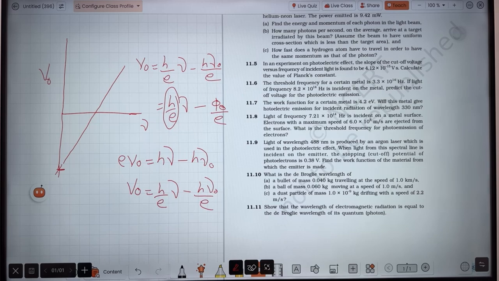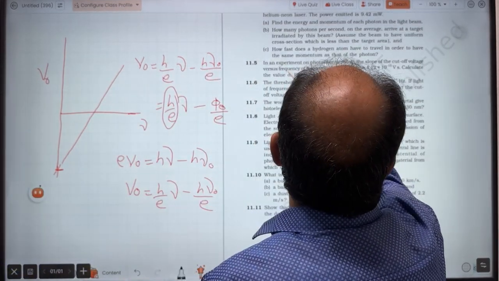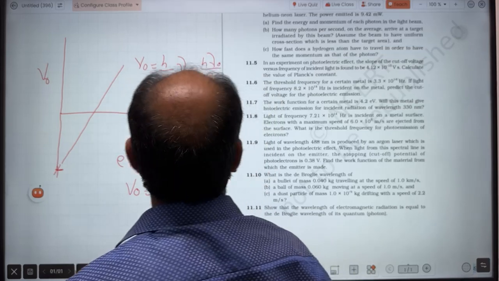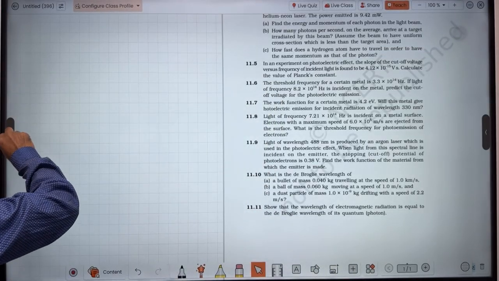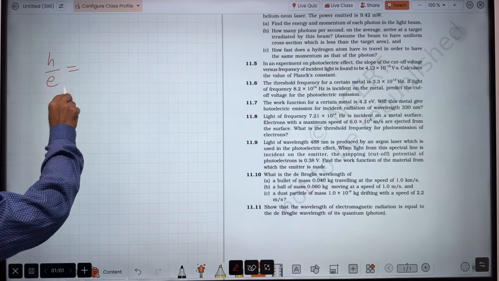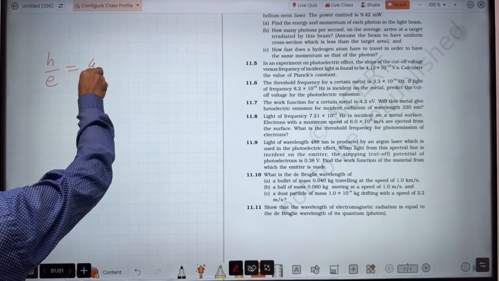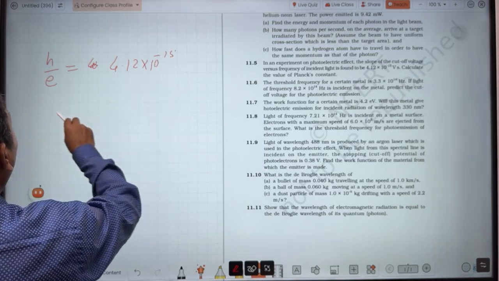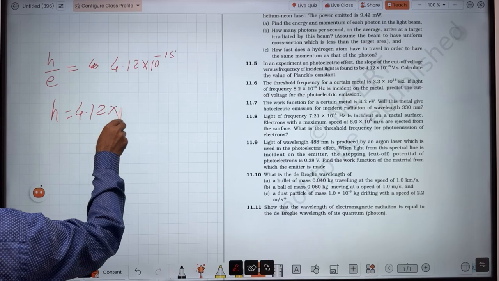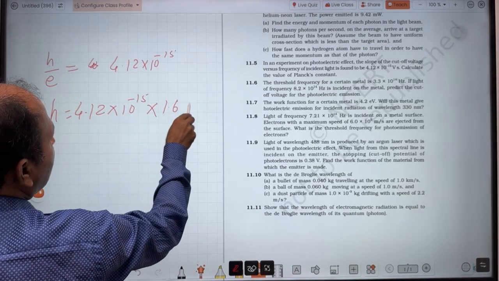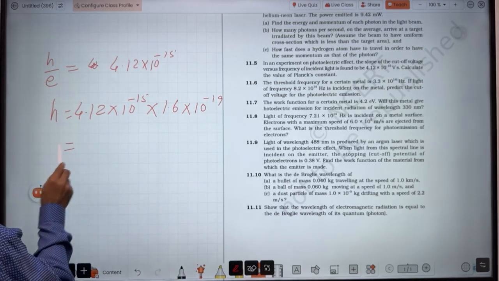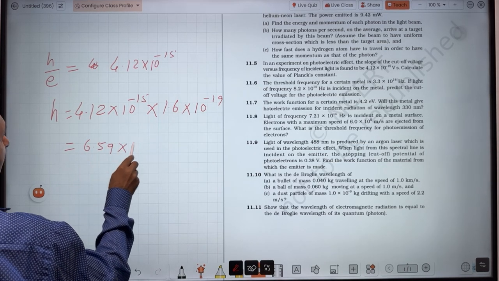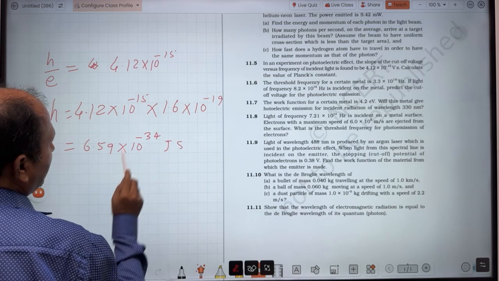In our question, what is the value of h upon e? The question says the slope of the cutoff voltage versus frequency of the light is this much. So h upon e is given, and we have to find the Planck constant. It's simple. h upon e is equal to the value given, 4.12 into 10 to the power minus 15, or h equal to 4.12 into 10 to the power minus 15 into 1.6 into 10 to the power minus 19. If we evaluate it, it will come out to be 6.59 into 10 to the power minus 34 joule second. Correct?